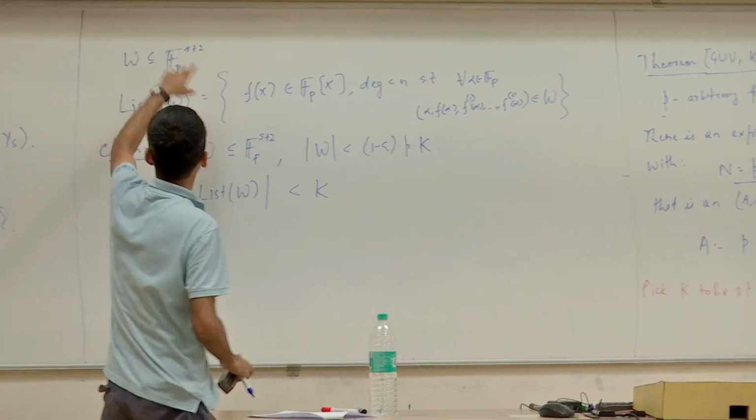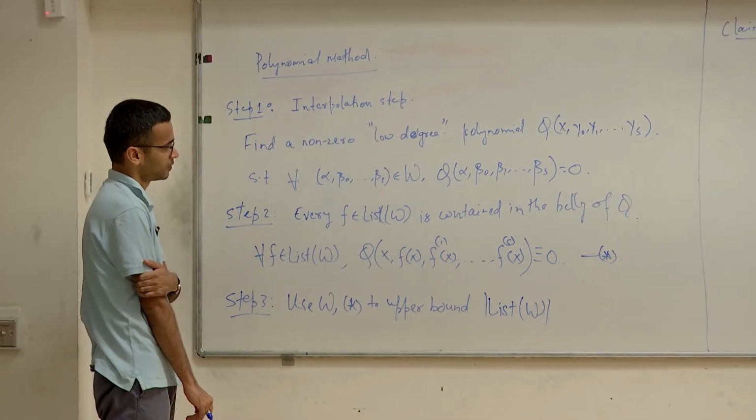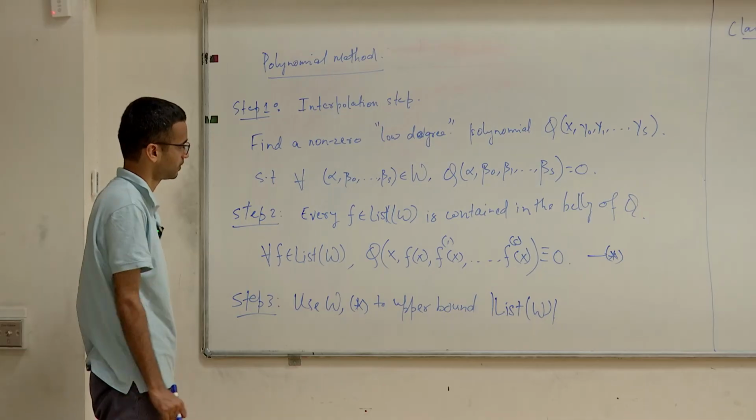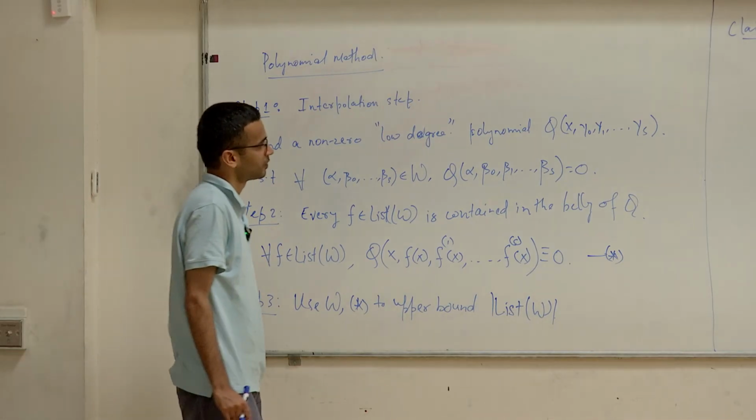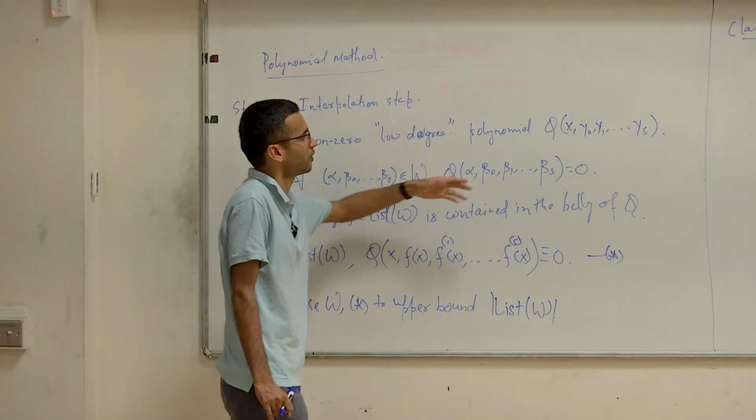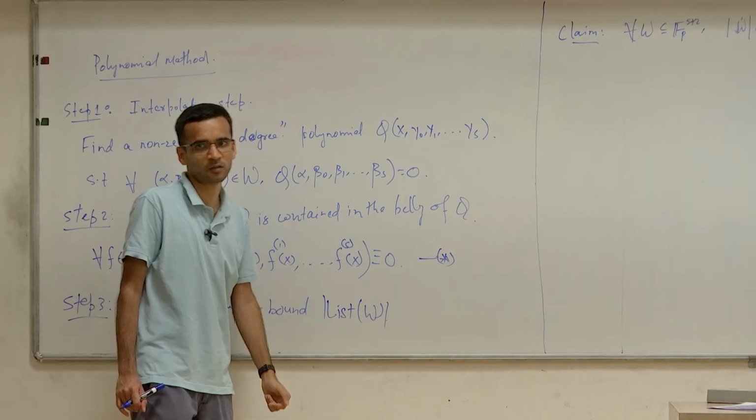Okay, I will rewrite the claim up top. Okay, good. So let's start with this. So we have a set W. We need to find a polynomial on S plus 2 variables such that it vanishes on all the points in the set W.